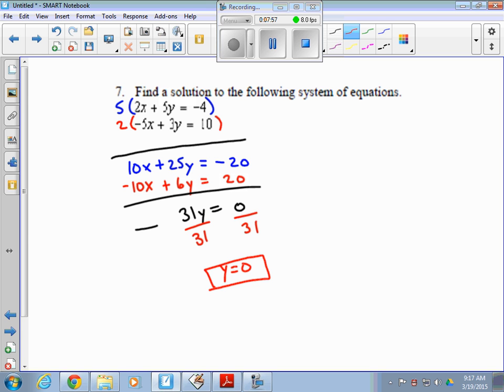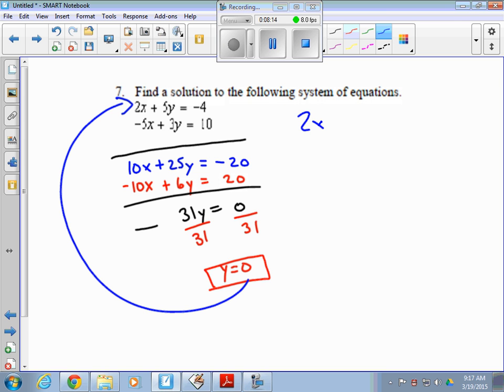That's not the answer to the system of equations, though. Remember, a system is a point. In order for it to be a point, you need an x and a y coordinate. Plug 0 into one of the other equations. They look the same, so plug it into the first equation so you don't make a mistake. 2 times x plus 5 times our new value for y equals negative 4. Our new value for y is 0. 5 times 0, or anything times 0, is 0. What that does is it eliminates itself and leaves you with 2x equals negative 4. Divide by 2 on both sides to get x alone, and x equals negative 2.